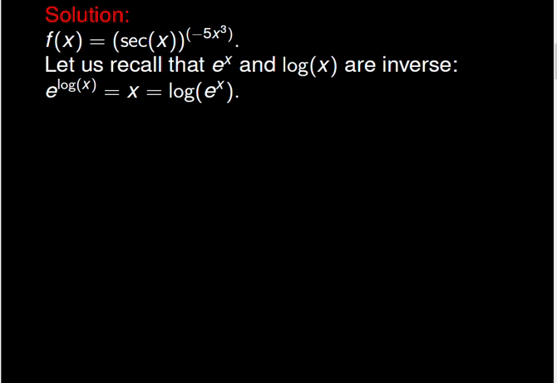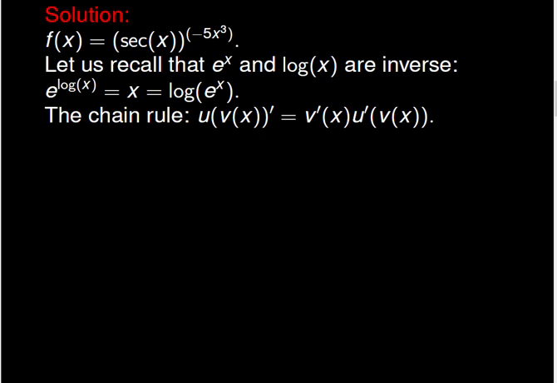The exponential of log of x is equal to x, which is also equal to the logarithm of the exponential of x. See that, we will also have to use the chain rule. Let us recall the chain rule. The derivative of the composition of two functions u of v of x is equal to v prime of x times u prime of v of x.